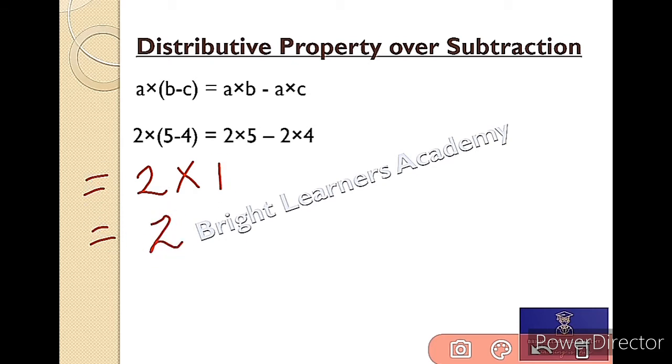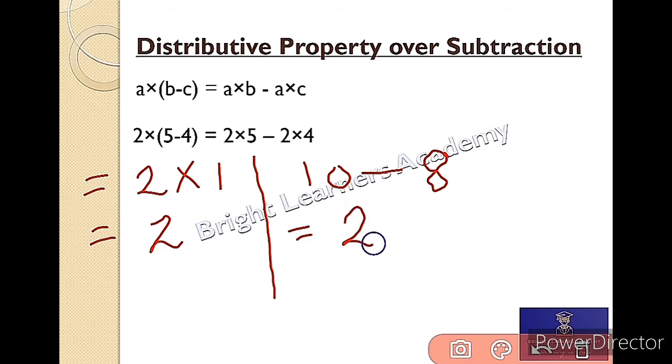Now let's solve right hand side. So I am making 2 columns for this so that you can differentiate in both. So 2 into 5 is 10. So there is minus sign. So I will put minus sign. 2 into 4 is 8. And then 10 minus 8 is 2. So in both the cases I got 2 as the answer.